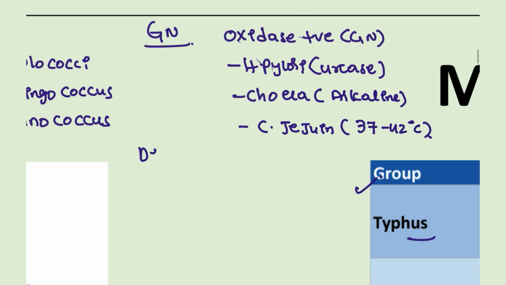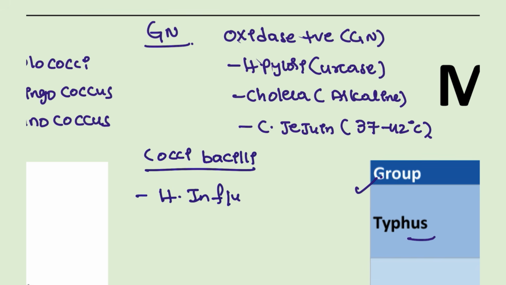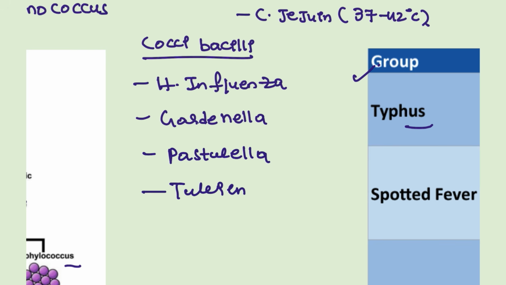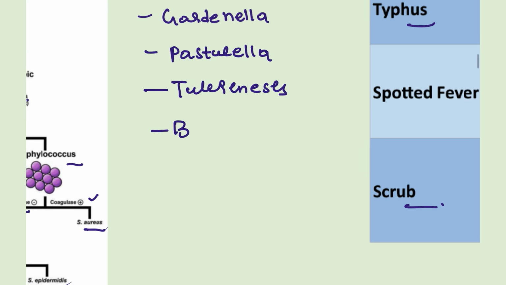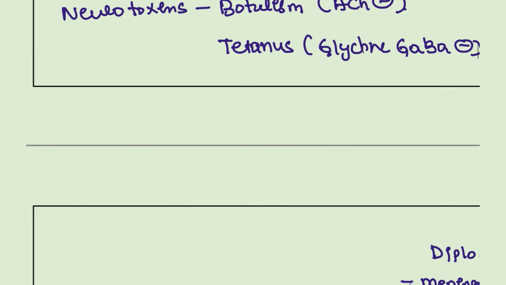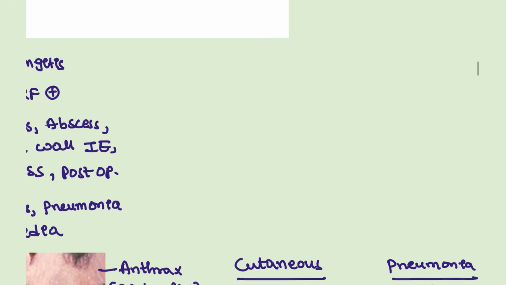Next, some examples of coccobacilli, which are both cocci and bacilli. The examples are H. influenzae, and also Gardnerella, Pasteurella, tularensis, Bordetella pertussis, Brucella. These are some of the species of gram negative coccobacilli.